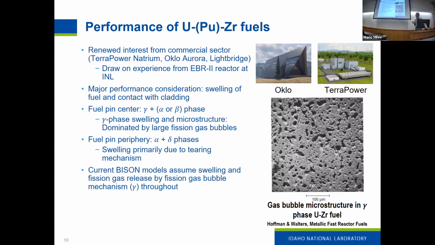In the periphery of the fuel, where it's not so hot, the alpha phase is dominant, and there's some delta phase mixed in. The swelling mechanism is primarily due to grain boundary tearing. It doesn't swell quite as badly, but the swelling behavior is predominantly controlled by this gamma phase material. So the Bison models currently assume that the swelling and fission gas release is dominated by this gamma phase mechanism throughout.